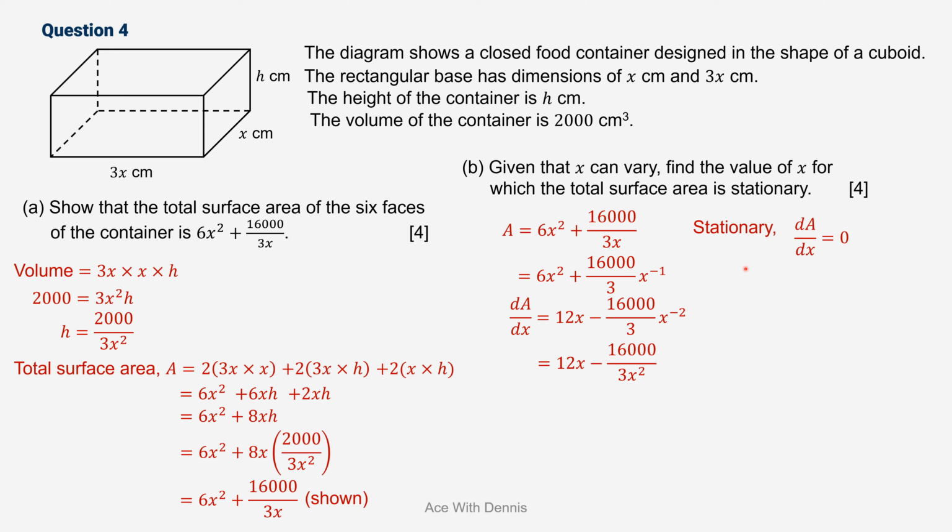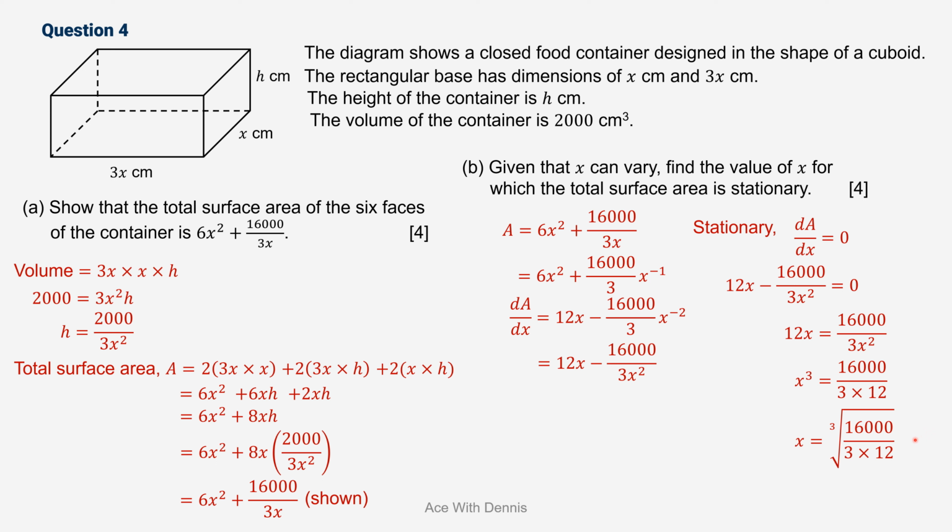So since it is stationary, then dA over dx is 0. That means 12x minus 16,000 divided by 3x squared equals 0. 12x equals 16,000 over 3x squared. So cross multiply, bringing this 12 to the bottom and x squared to the left hand side, we have x cubed equals 16,000 divided by 3 times 12. So x will be the cube root of 16,000 divided by 3 times 12. Then press calculator, we get the value of x is 7.63, rounded to 3 significant figures.